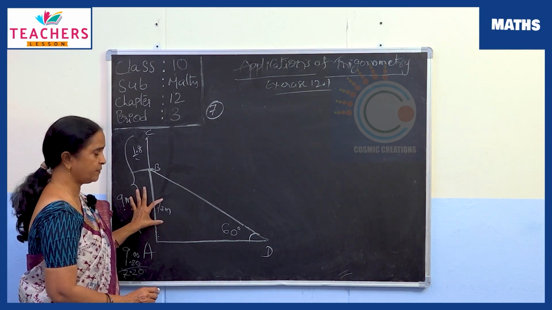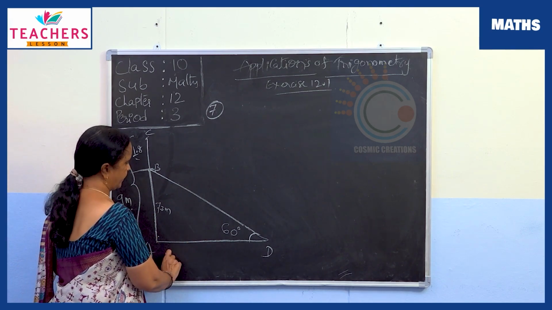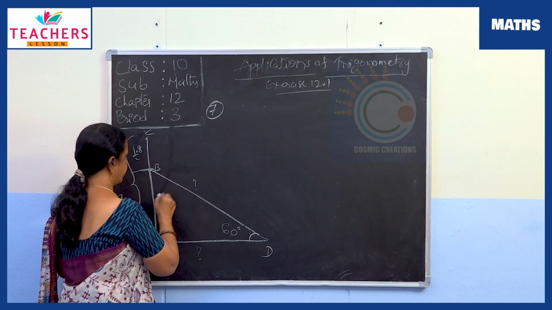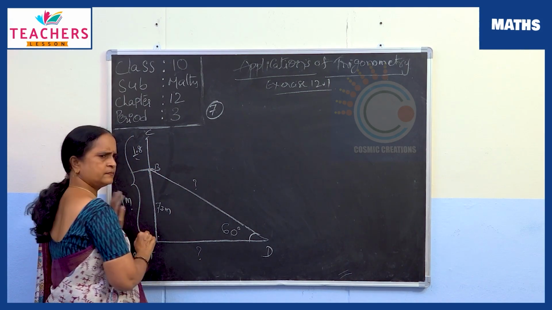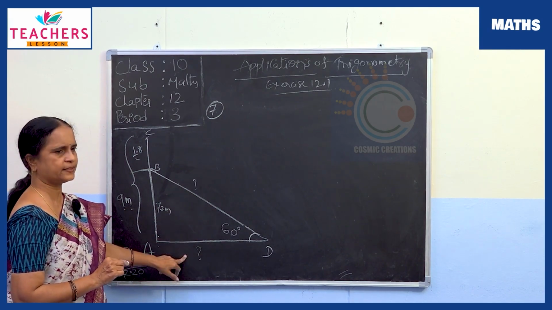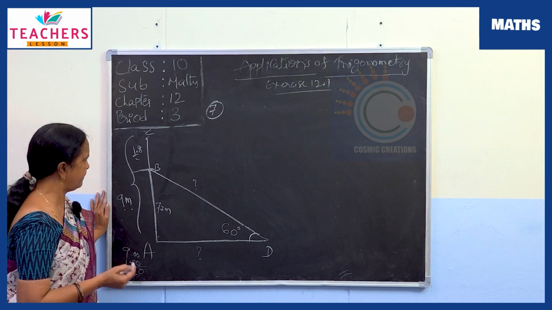Height. Height of the pole. Distance between foot of the ladder and foot of the pole. This also we need to find. Foot of the ladder, this and this one. Ladder height and this one also. Both we need to find. Okay, one by one we can see.